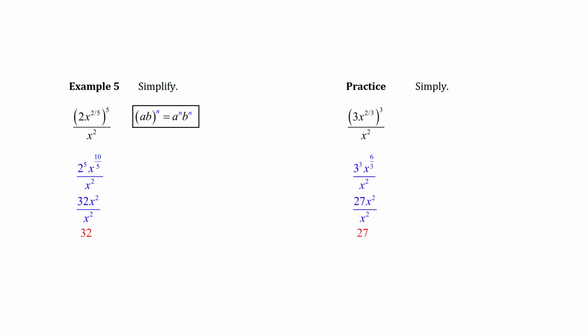Alright, so let's go over the solutions. First, we distribute the exponent of 3 inside the parentheses. We get 3 cubed, x to the 6 over 3 power, divided by x squared. Next, we simplify the numerator. We get 3 cubed is 27, and then x to the 6 over 3 power is x squared. So we have 27x squared divided by x squared. Next, we cancel out the x squareds, and our final answer is 27.